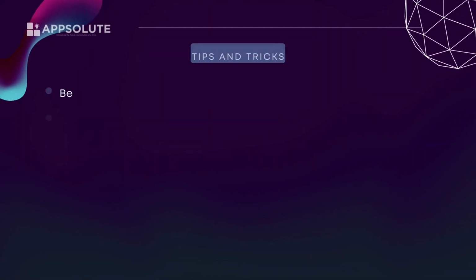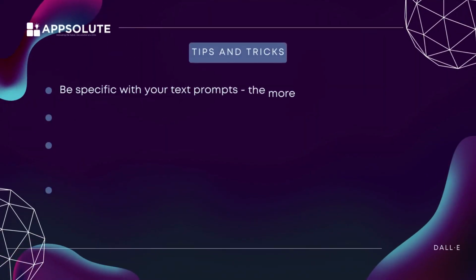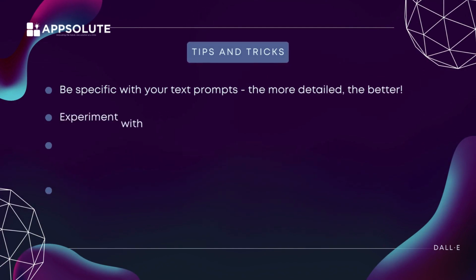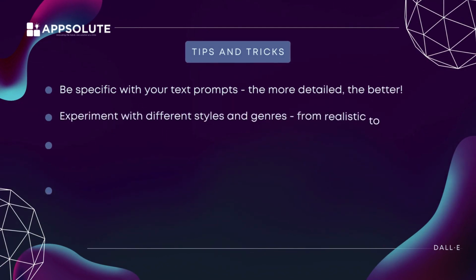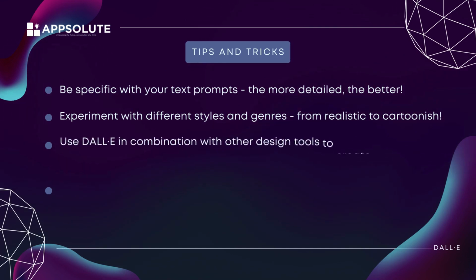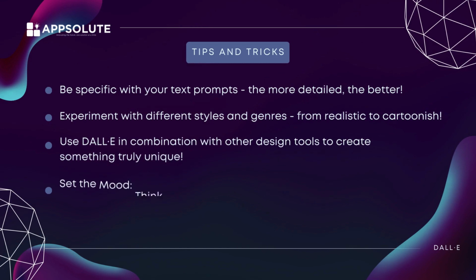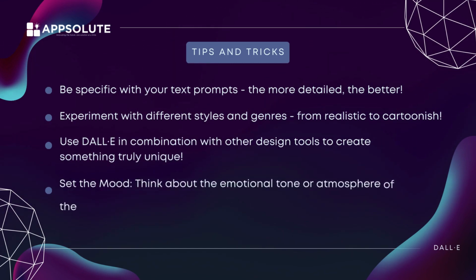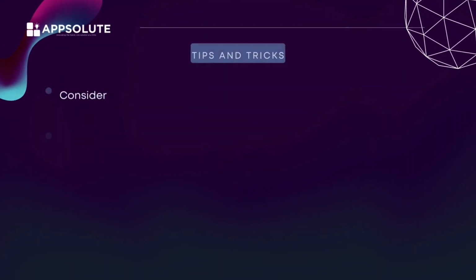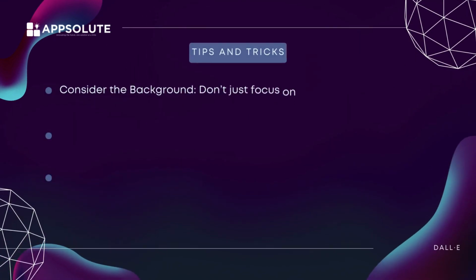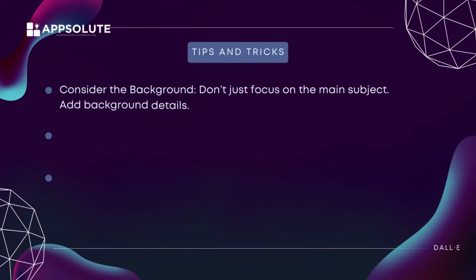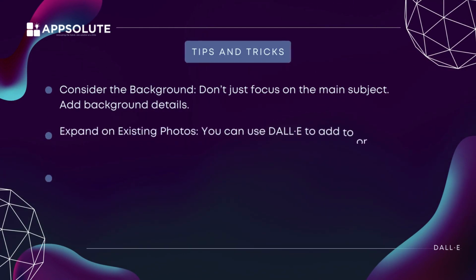Tips and tricks. Here are some tips and tricks to help you get the most out of Dolly. Be specific with your text prompts. The more detailed, the better. Experiment with different styles and genres, from realistic to cartoonish. Use Dolly in combination with other design tools to create something truly unique. Set the mood. Think about the emotional tone or atmosphere of the image. Consider the background. Don't just focus on the main subject. Add background details. Expand on existing photos. You can use Dolly to add to or alter existing images.